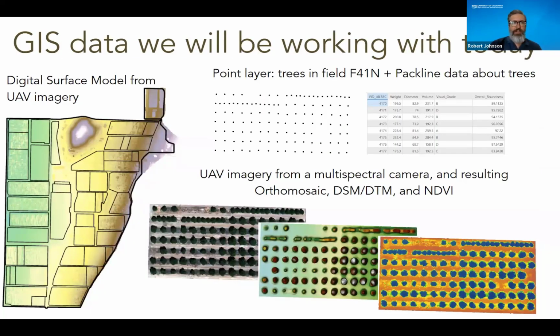Specifically, the data we're going to be working with today, we're going to have a digital surface model derived from UAV imagery that we collected down there, as well as the actual multispectral imagery itself that we will use for orthomosaics, the DSM, as I mentioned, and creating NDVI. And we have some point data that are individual tree locations that are also going to have some data attached to them from the Lynn Cove packline system that goes through and grades their fruit whenever they harvest.